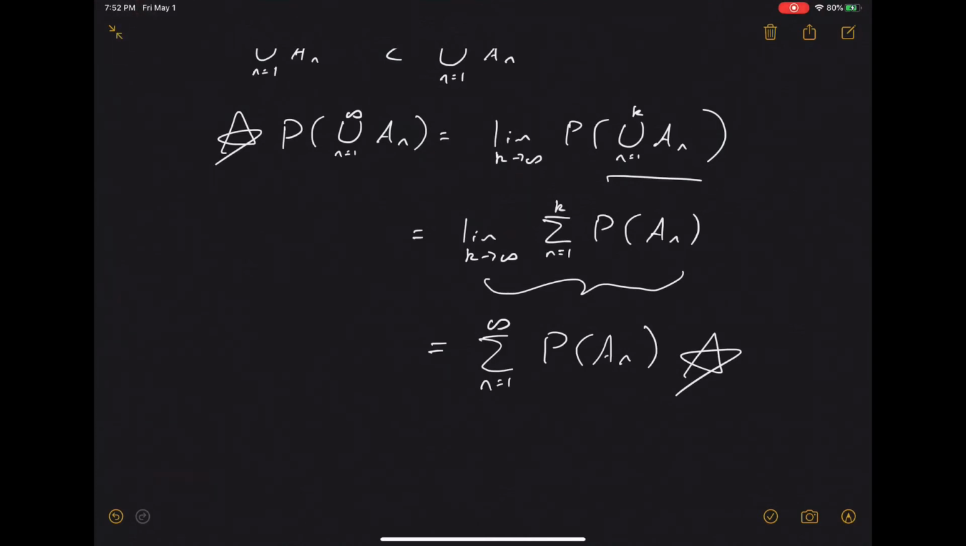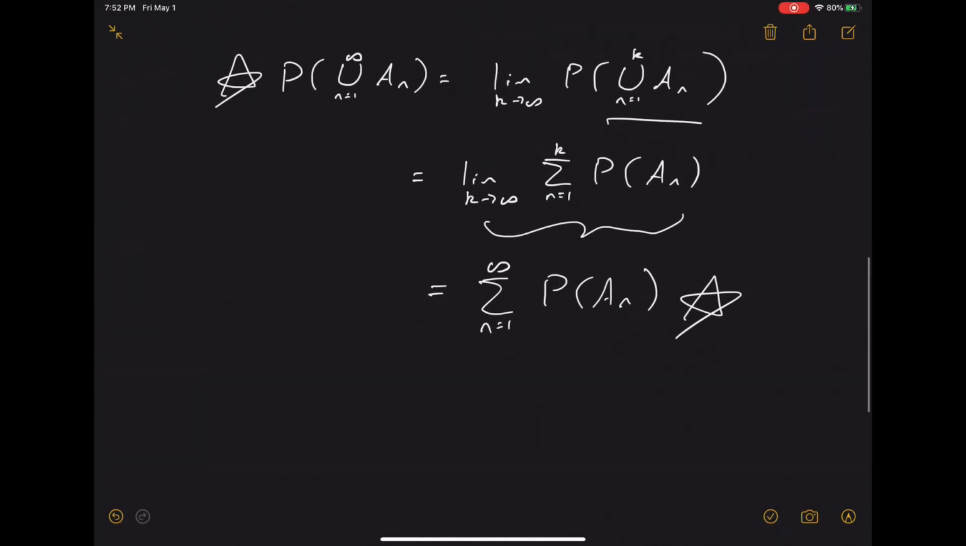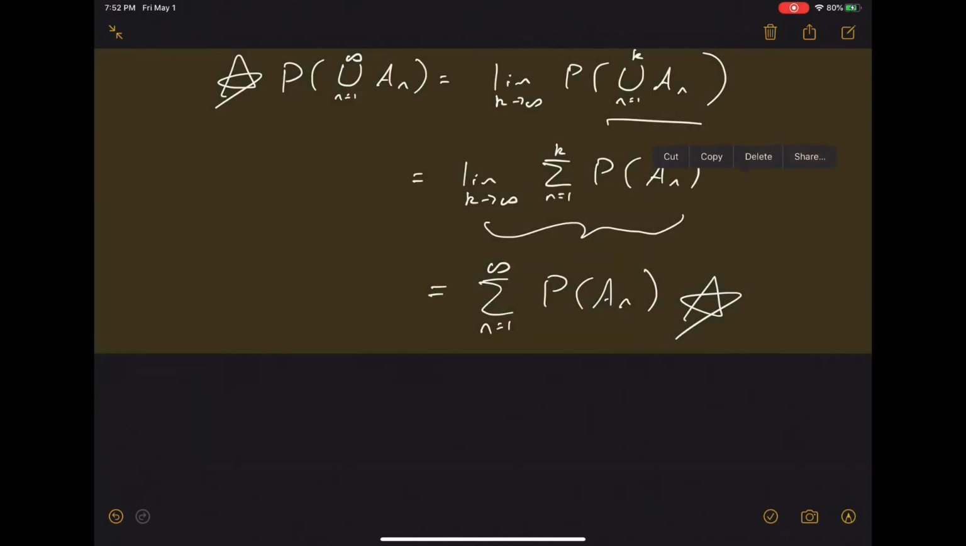And this sum is always going to be finite, right? Because they're disjoint and they're all subsets of a set of measure 1. So this sum will be convergent for disjoint sets, and it has a sum of at most 1.